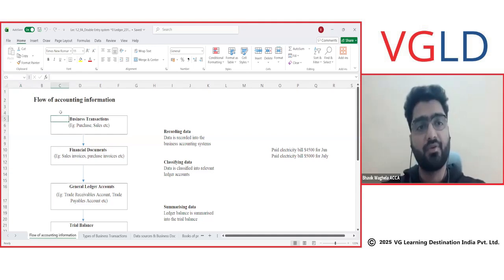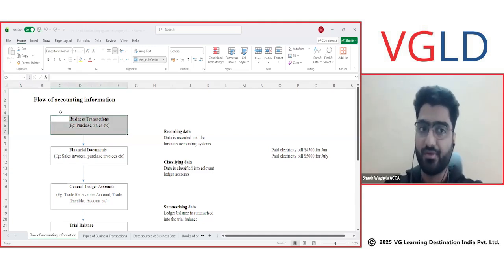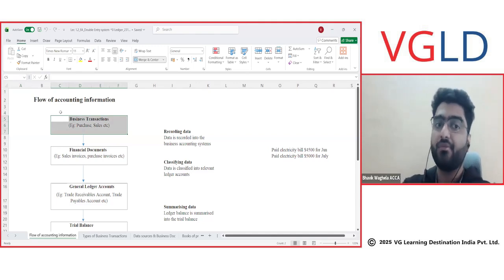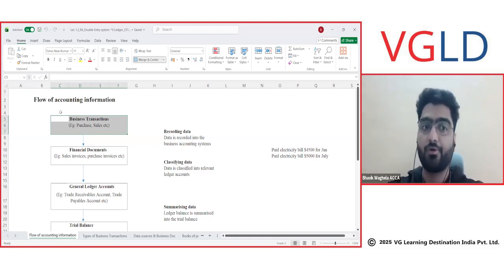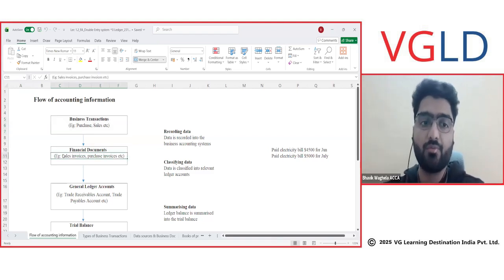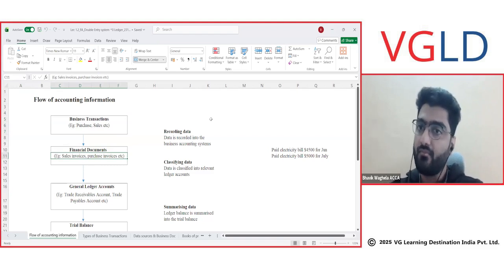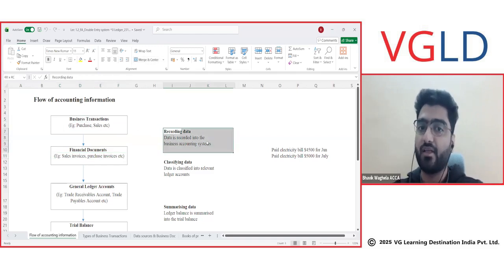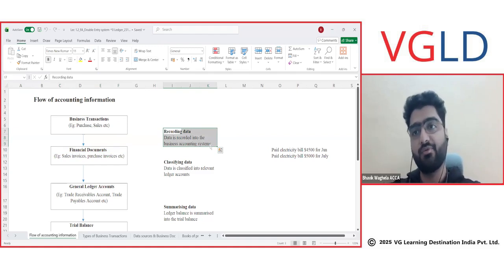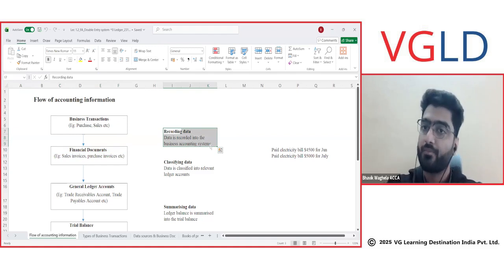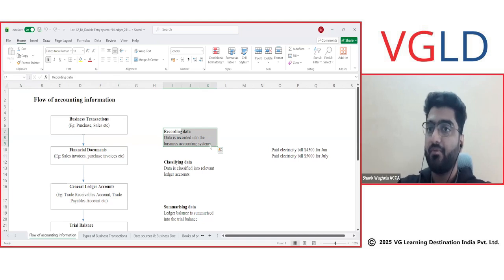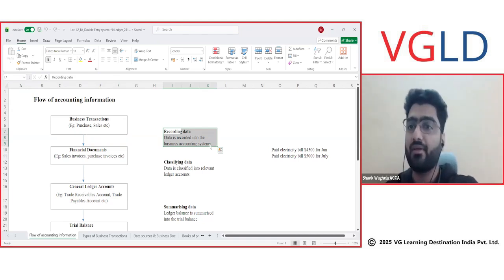So what happens is we first enter into business transactions, for example purchases, sales, etc. These business transactions are supported or evidenced by financial documents such as sales invoices, purchase invoices, etc. Once we enter into a business transaction, we record the data. That is, data is recorded into the business accounting systems. At the time of recording, we classify this data into the relevant ledger accounts.